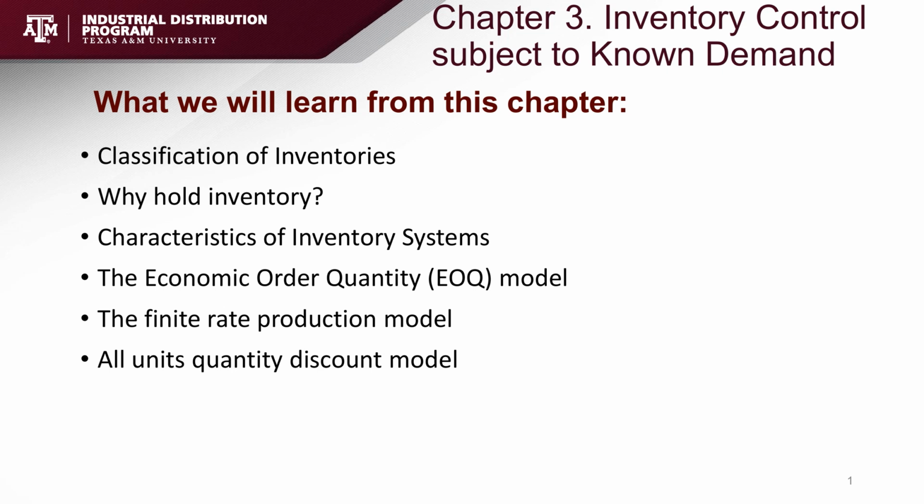We've built the EOQ, we've added lead time, and we've handled producing the item ourselves at a finite rate. Today we tackle the last big piece of this chapter, quantity discounts. This is where the per unit price stops being a fixed number and starts depending on how much you order. And this is about as real world as inventory math gets. It's exactly the kind of pricing you run into with just about any industrial supplier.